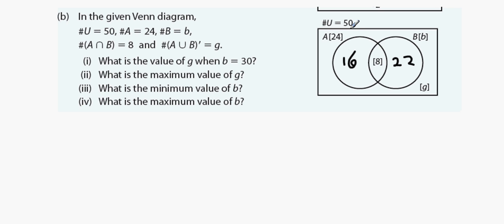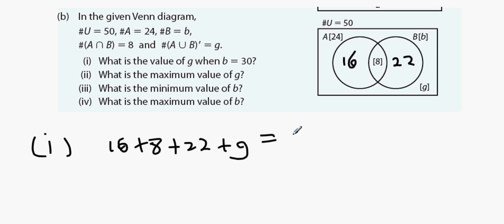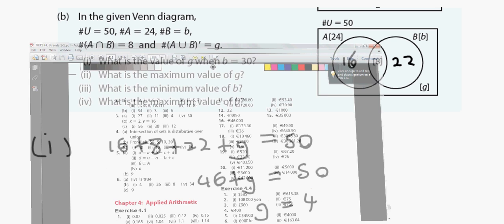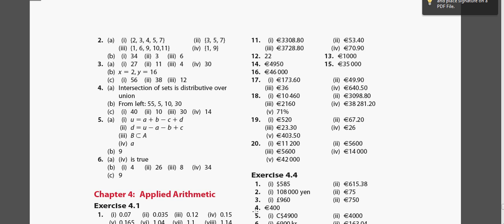All of these added together had to give you 50. So therefore what we're going to have is 16 plus 8 plus 22 plus G equals 50. So let's add them together. 16 plus 8 plus 22 is 46. 46 plus G equals 50. Therefore G has to be equal to 4. And we see the first answer is G equals 4.